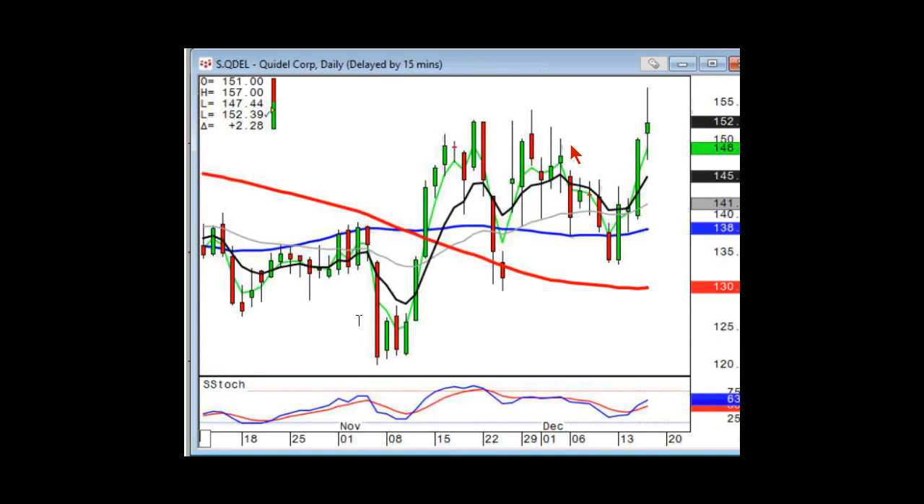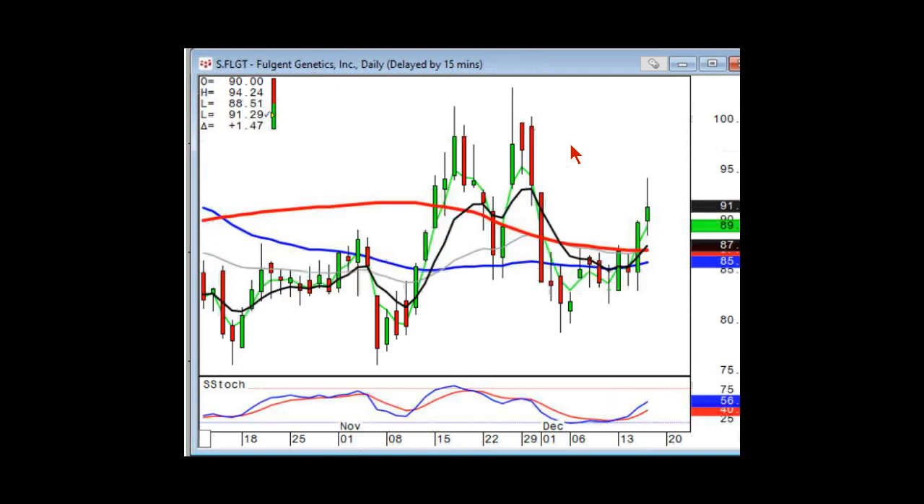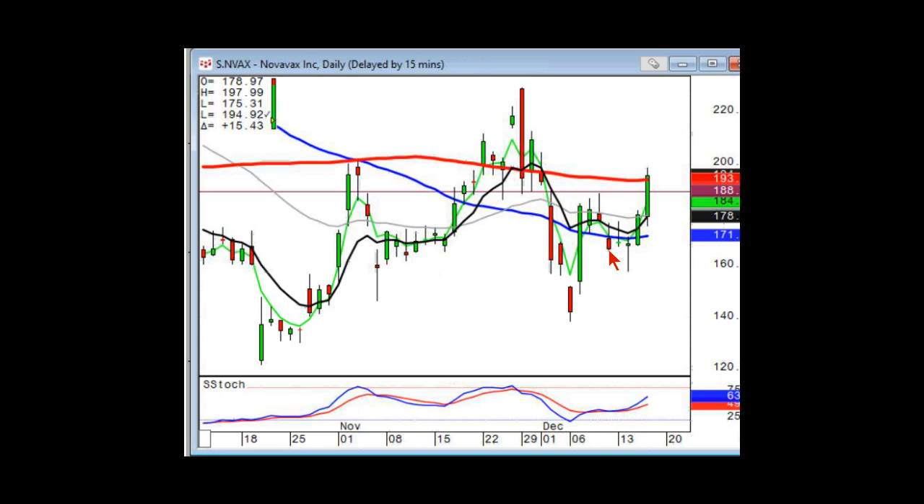QDEL, stay long. Use today's low as your stop. It shouldn't come back through that level. Fulgent, you can stay long on this one. Also, just put a safety stop at today's low. We did NVAX. Stay long on this one.